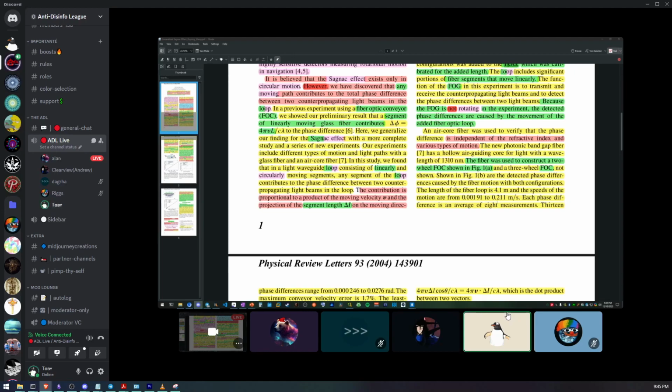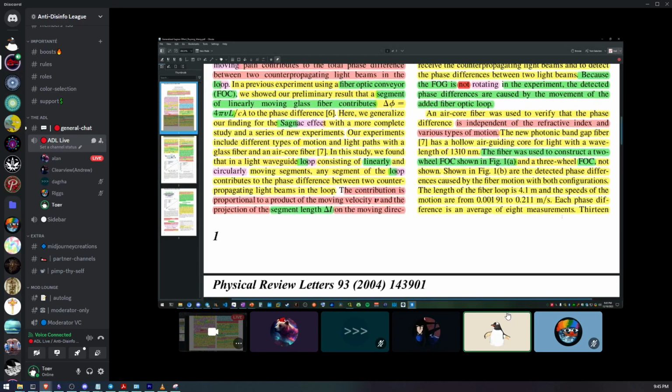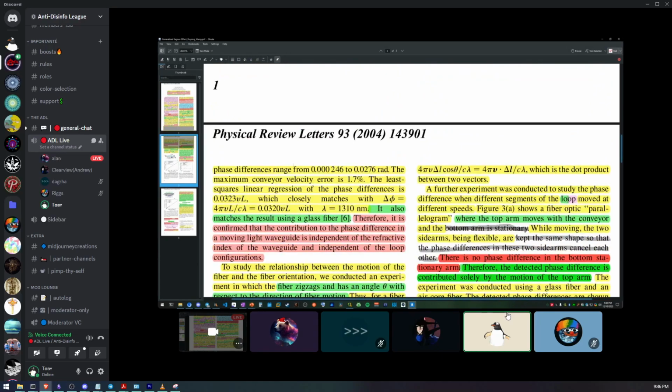Shown in Figure 1B are the detected phase differences caused by the fiber motion with both configurations. The length of the fiber loop is 4.1 meters, and the speeds of the motion are from 0.00191 to 0.211 meters per second. Each phase difference is an average of 8 measurements. 13 phase differences range from that to that. The maximum conveyor velocity error is 1.7%.